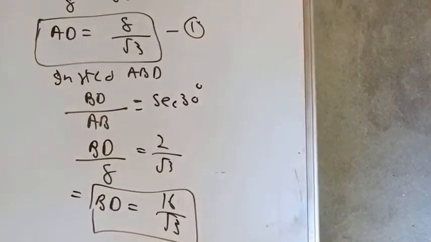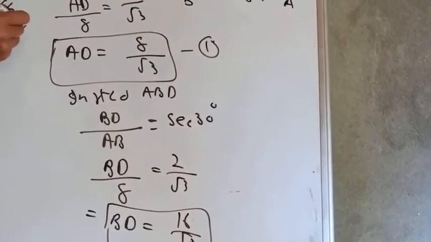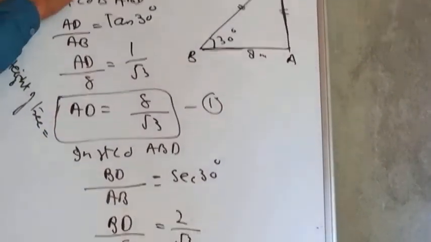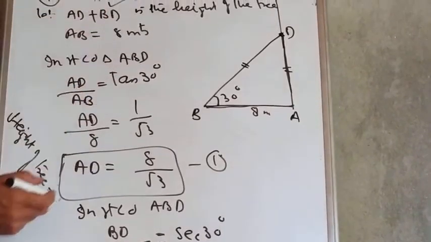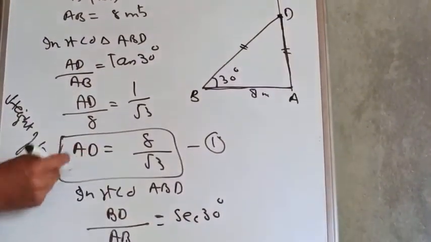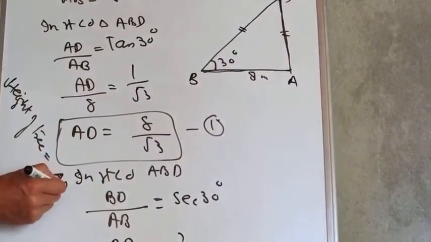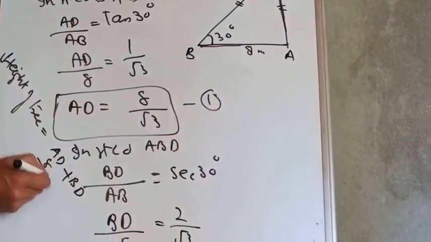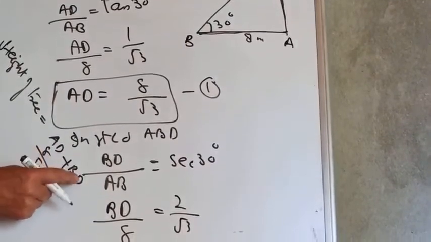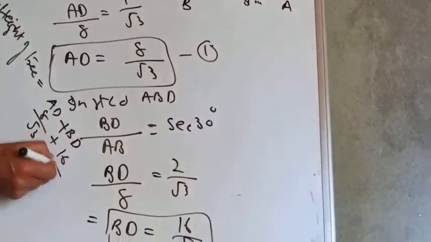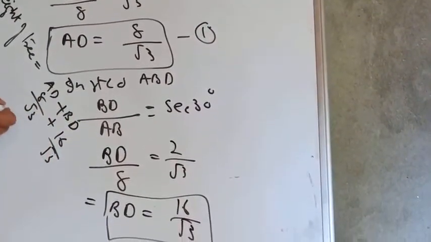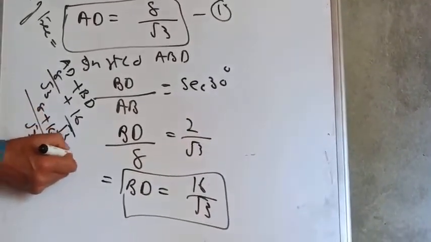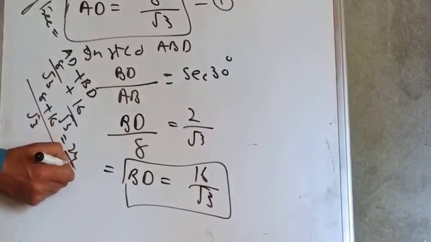Now the height of the tree is AD plus BD. BD is the broken part. So the height of the tree is AD plus BD. What is our AD? AD is 8 divided by under root 3, plus BD, which is 16 divided by under root 3. Now the denominators are the same. 8 plus 16, that's 24 by under root 3.